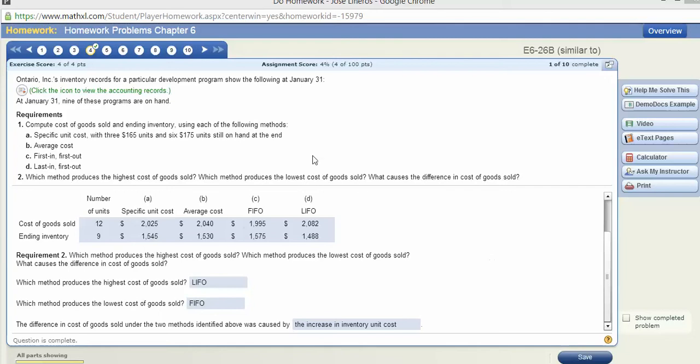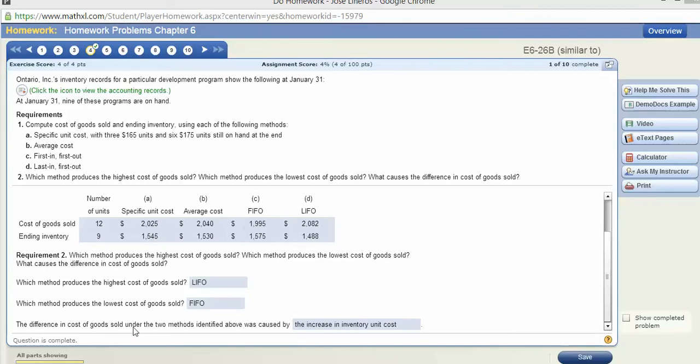Okay, I want to go ahead and cover the very last part of this problem. These two are pretty easy. Which method produced the highest cost of goods sold? Well, you go down the list here and you see that 2082 is LIFO, which created the highest cost of goods sold. Which method produced the lowest cost of goods? Well, you can sit there and do numbers. FIFO is 1195, 2082. I want to focus on this.